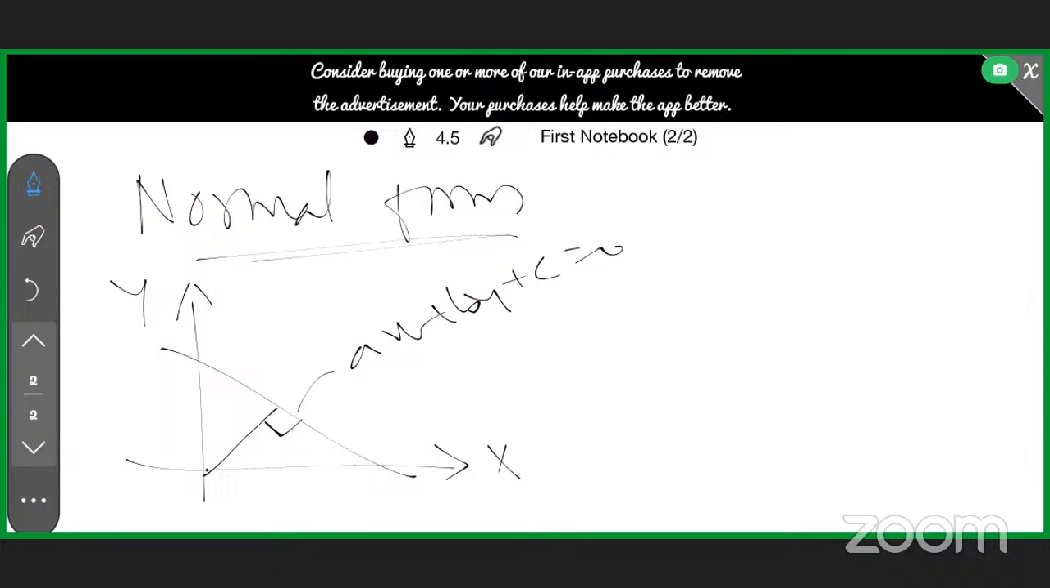The length of this perpendicular we are taking as small p. Because of this perpendicular, this normal is making an angle with the x-axis. That angle I am taking as alpha. I will draw a little bigger figure. So this is my x-axis.